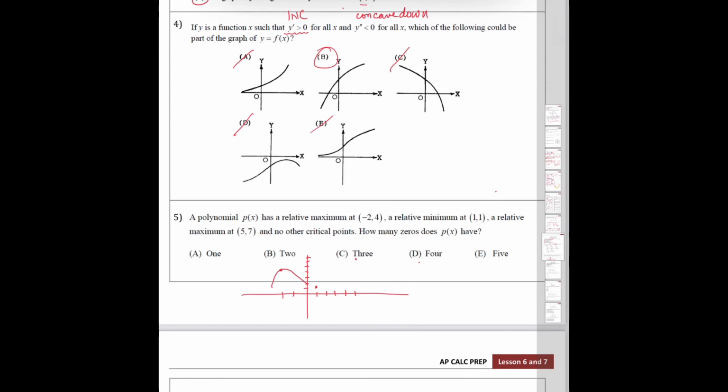So if I was to sketch it, I'm going to go like this. Since it's a maximum, it's going to go from positive to negative, minimum, negative to positive, maximum. So since it has no other critical values, my graph's going to go down. And how many zeros do we have here?